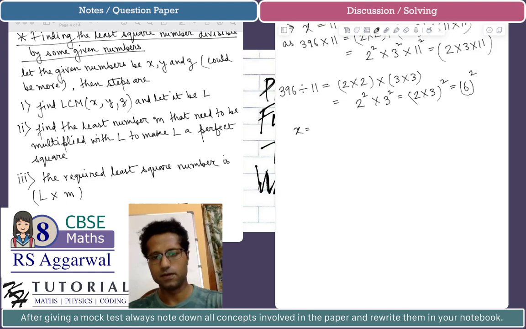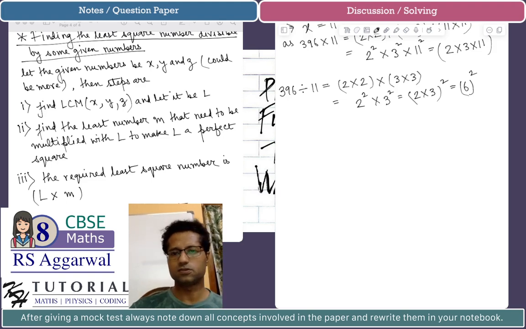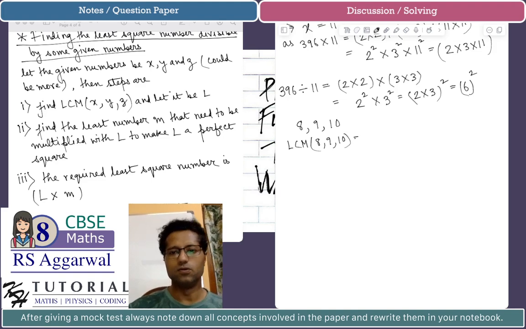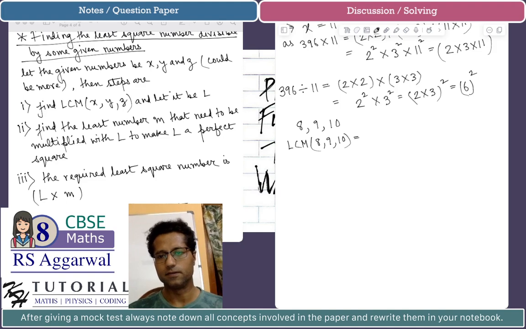Let's say we have to find the least square number, the smallest square number which is divisible by 8, 9 and 10. So what is the least number that is divisible by 8, 9 and 10? That is the LCM of 8, 9 and 10. What is the LCM of 8, 9 and 10?